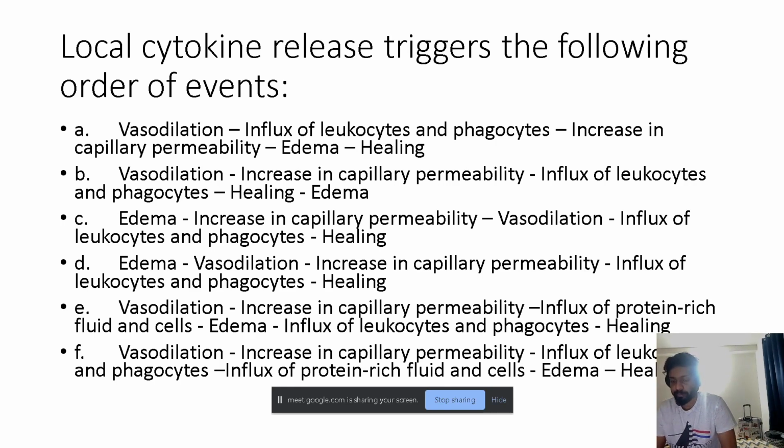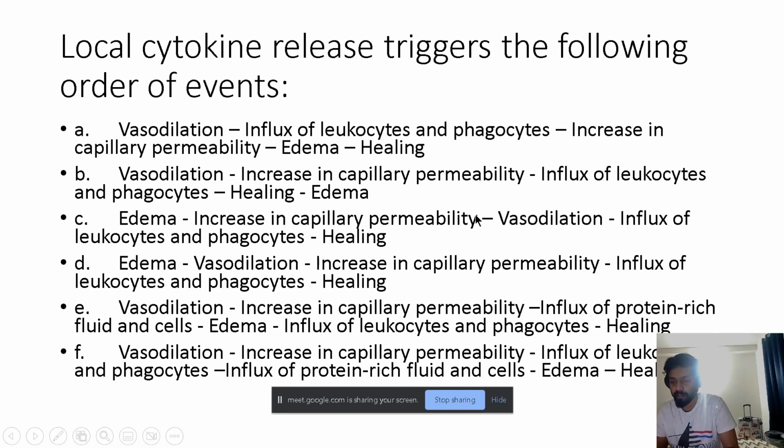So increase in capillary permeability comes first. After that comes influx of protein and cells, and after that, healing occurs. Without the increase in capillary permeability, the leukocytes and phagocytes will not be able to come out of your blood vessels, right? So there needs to be an increase in capillary permeability, and only then can the influx of leukocytes and phagocytes happen. So that rules out options A, C, and D. Now we are left with B, E, and F.